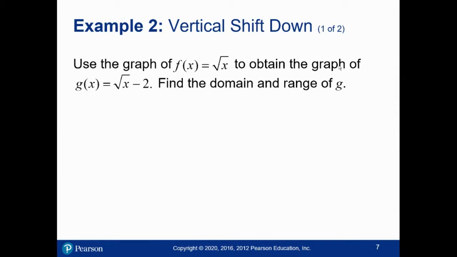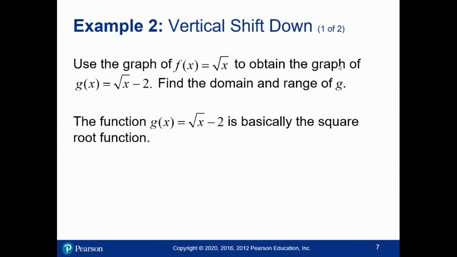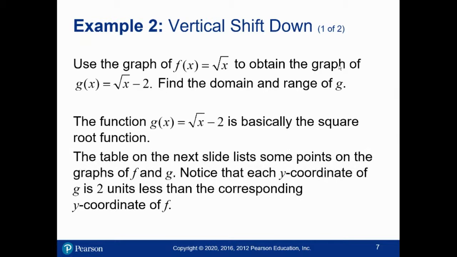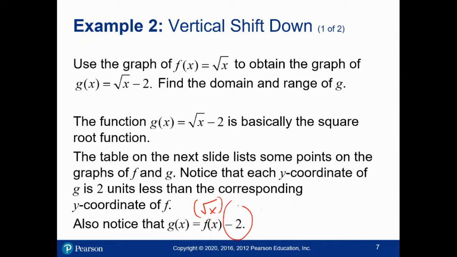So the graph now is root x minus 2. And again, find the domain and range. So it's still basically the square root function, except we'll take a chart on the next page. Instead of adding 2 to everything, we subtract 2. So what we really have is the square root of x function, which we already know how to draw the graph of, and then everything goes down by 2.